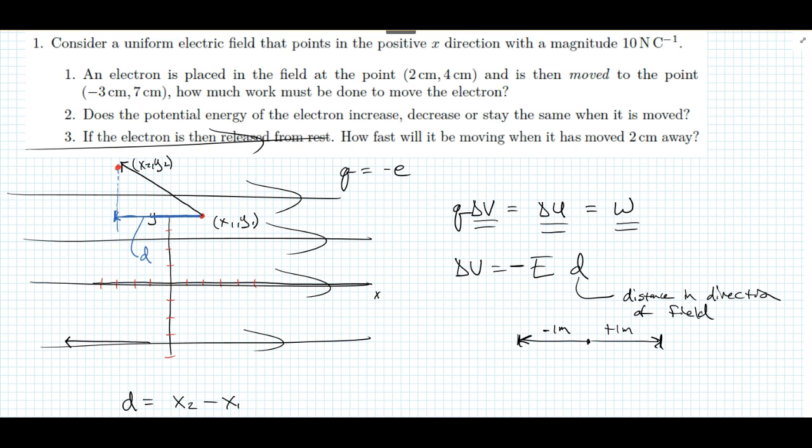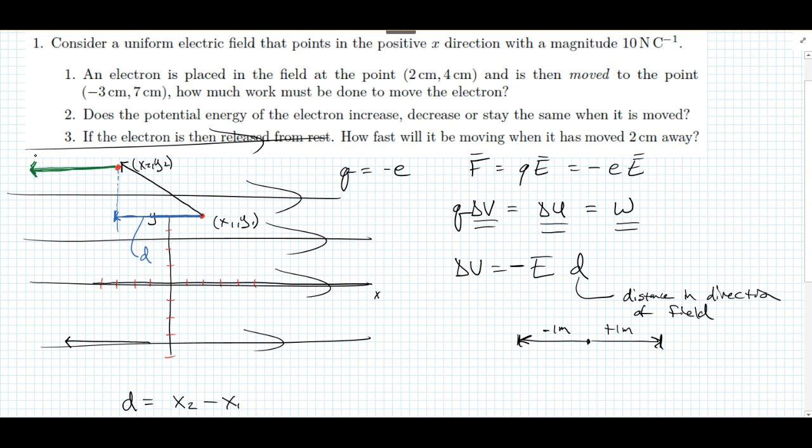The third part says that if we released the electron now from rest, so we moved it to this point here, that's point 2, and we release it from rest, how fast is it going to be moving when it is 2 centimeters away? Let's think about what that motion is going to look like first. I now start out at point 2 and release it from rest. What direction is it going to be accelerated? It's going to be accelerated in the opposite direction of the field, because the force exerted on it is equal to the charge times the electric field, and it is a negative charge, so it points in the opposite direction of the electric field. So it's going to take off to the left.